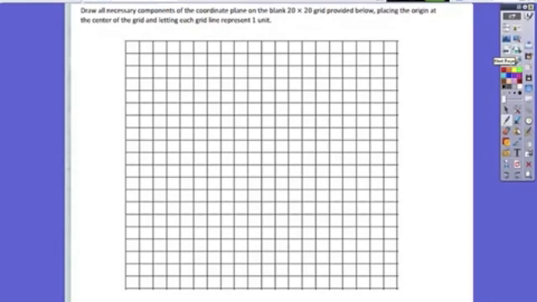It says draw necessary components for the coordinate plane on the blank 20 by 20 grid provided below, placing the origin at the center of the grid and letting each grid represent 1 unit. That 1 unit is going to be important today. So first I need to find my origin. Origin is telling me the center, so I need to find where the center of my graph is. So I'm going to start at the top and find my center.